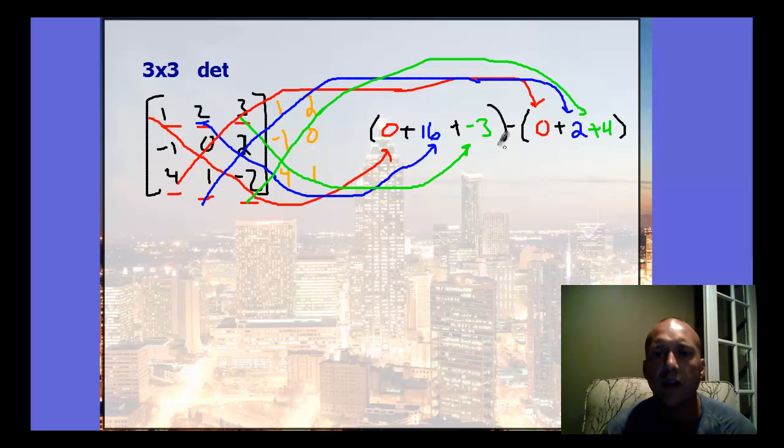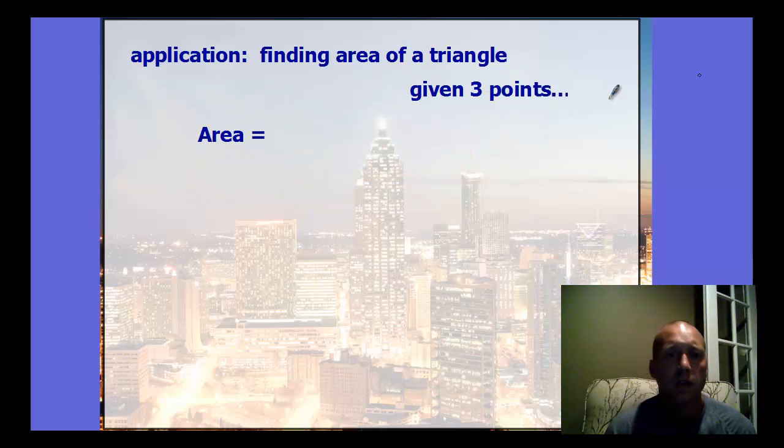So then when we're actually evaluating it, we need to find the sum of these, which is 13, minus the sum of these, 6. So we get 7 is the determinant of this 3 by 3 matrix. Those are a little bit confusing, but that's all you do to find 2 by 2s and 3 by 3s.